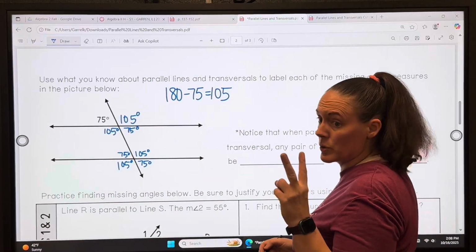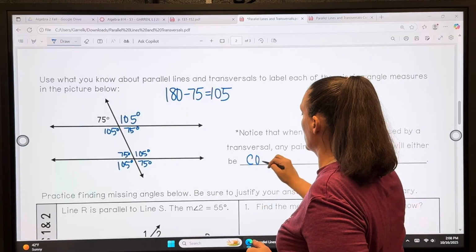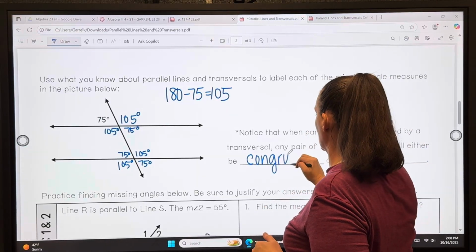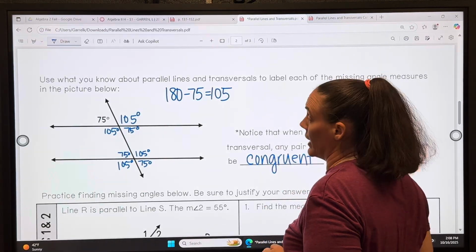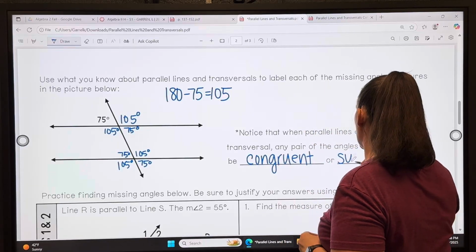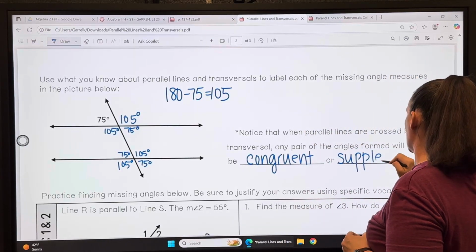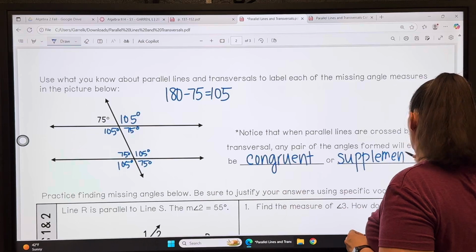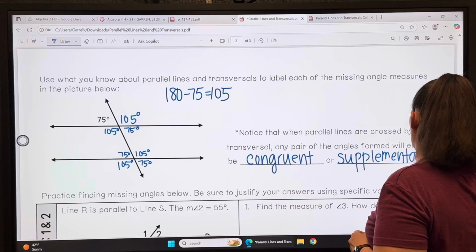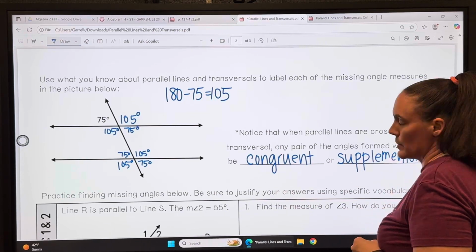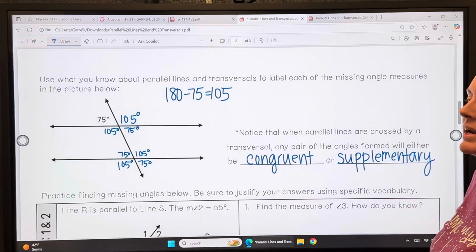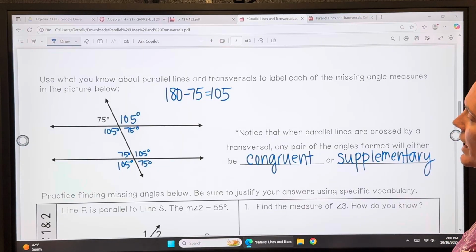So you can either be congruent, which means the same angle measure, or supplementary. Supplementary is how you spell it. Supplementary. They are adding to 180.